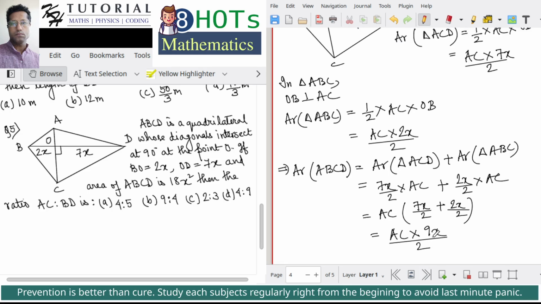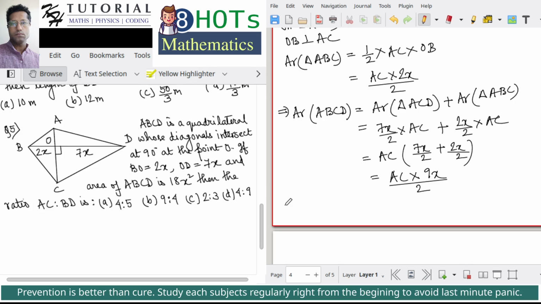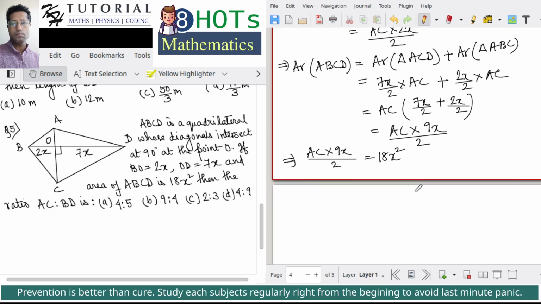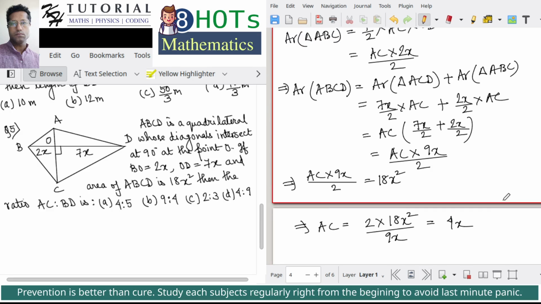So this is the area of the entire quadrilateral ABCD, which is given to be 18x square. So this implies that AC multiplied by 9x by 2 is equal to 18x square. From here we can get AC in terms of x. So AC will be equal to 2 multiplied by 18x square divided by 9x, which after simplification is 4x. So AC is 4x.